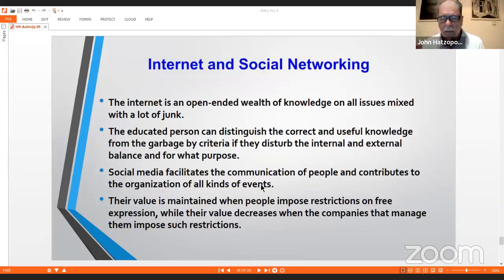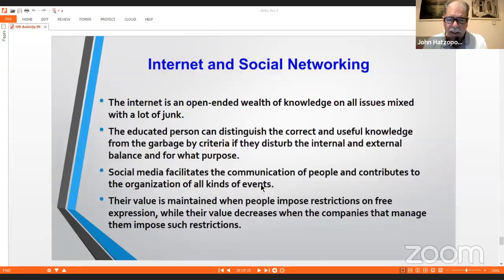Now, let's talk about the internet and social networking. The internet is an open-ended wealth of knowledge on all issues, but mixed up with a lot of junk. The educated person, however, can distinguish the correct and useful knowledge from the garbage by criteria if they disturb the internal and external balance and for what purpose.